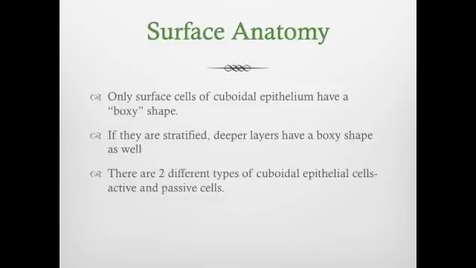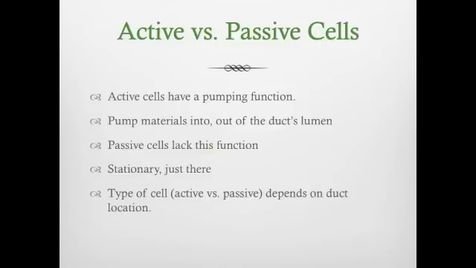There are two different types of cuboidal epithelial cells, active and passive cells. Active cells have a pumping function. These pump materials into the duct's lumen and out of it. Passive cells are called passive because they lack this function. They're stationary and just there. The type of cell, active versus passive, depends on duct location.